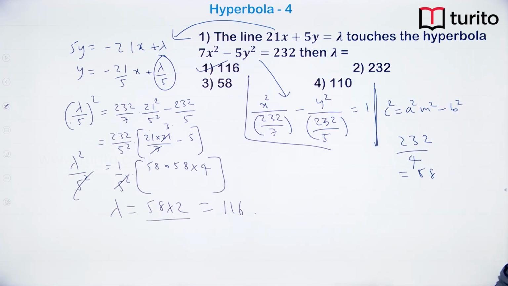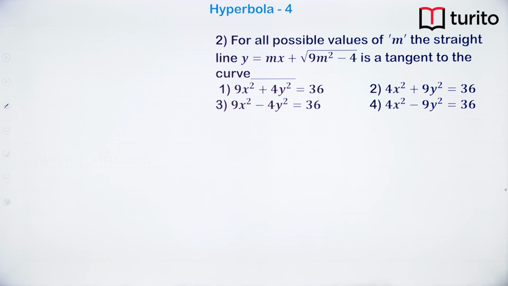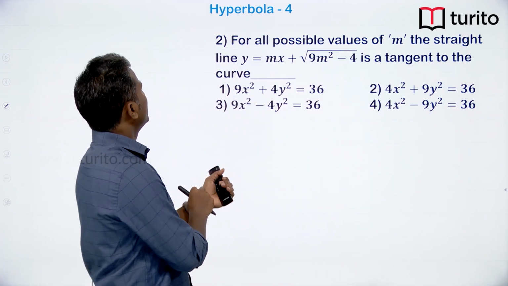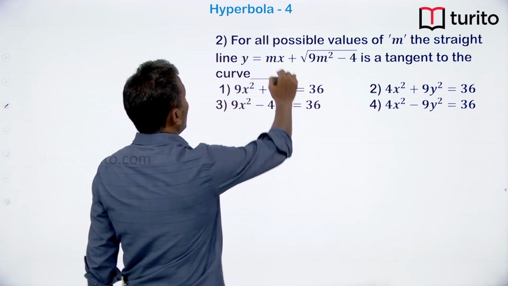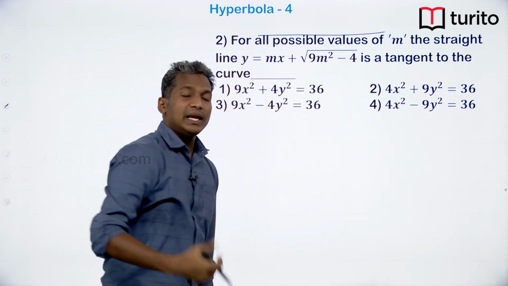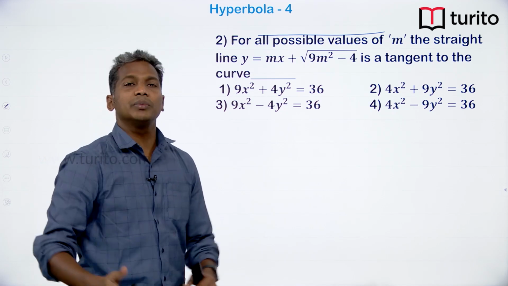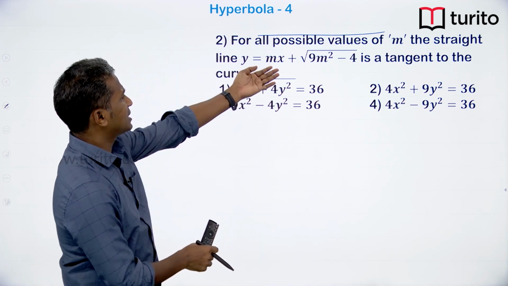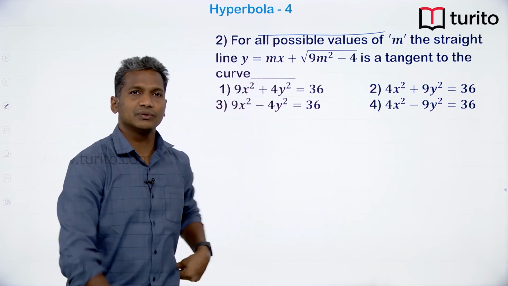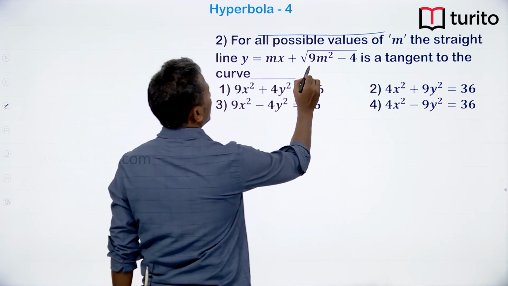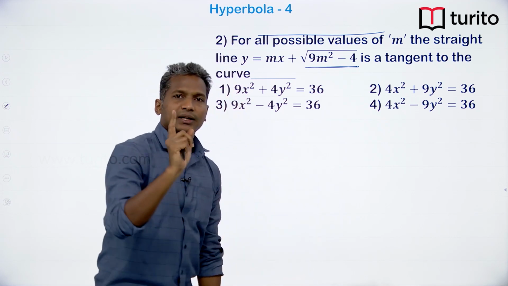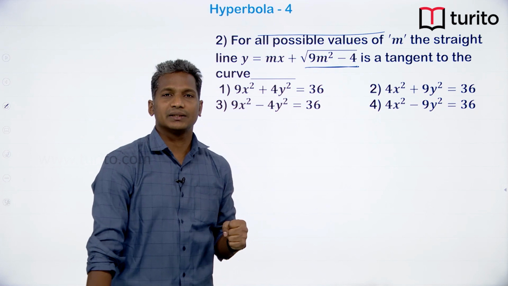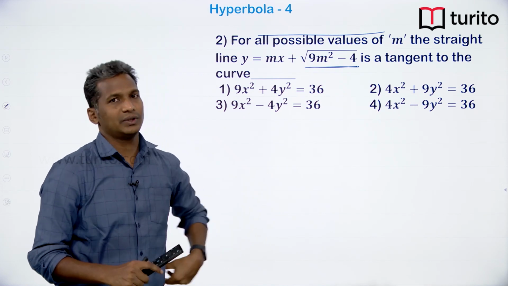Come on now, can we move on to the next question? Find all possible values of m, if this line is, for all possible values of m, a tangent to some curve, find that curve. So this is straightforward, this is based on the condition only. If you recall, there is only one equation of the curve which will give a minus sign in this, which is the hyperbola only.